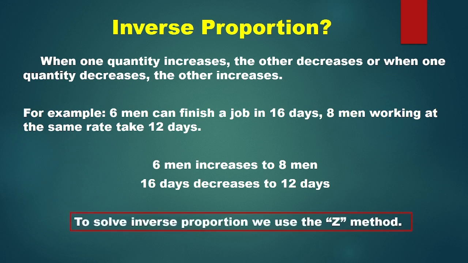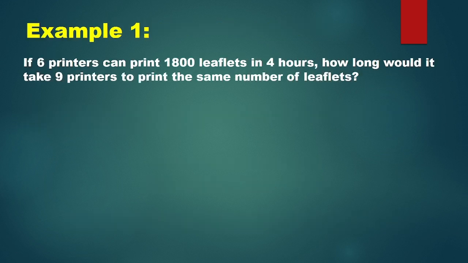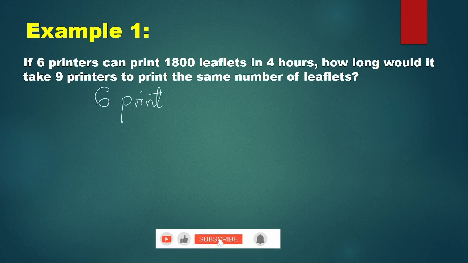To solve inverse proportion, we use the Z method. Note the Z method. Let's take an example so that I can explain this better. Example 1. If 6 printers can print 1,800 leaflets in 4 hours, how long will it take 9 printers to print the same number of leaflets? You notice that as the number of printers has increased from 6 to 9, the number of hours that they are going to take for that same job will definitely reduce because I now have more printers to do the job. Now, like I did before, I'll arrange my variables on each side of the equal to sign.